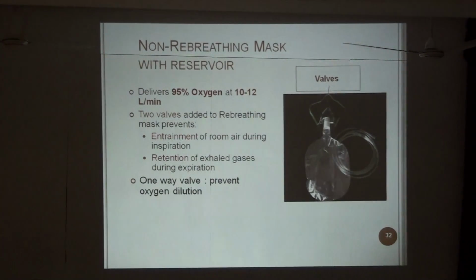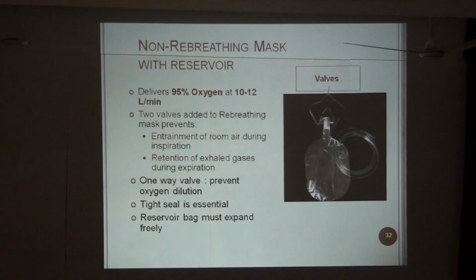So these are the ideas to add valves. There is a one-way valve to prevent oxygen dilution. Tight seal is essential as usual for any mask, and the reservoir bag must expand freely. If it gets collapsed, then of course the purpose of being the reservoir is jeopardized.